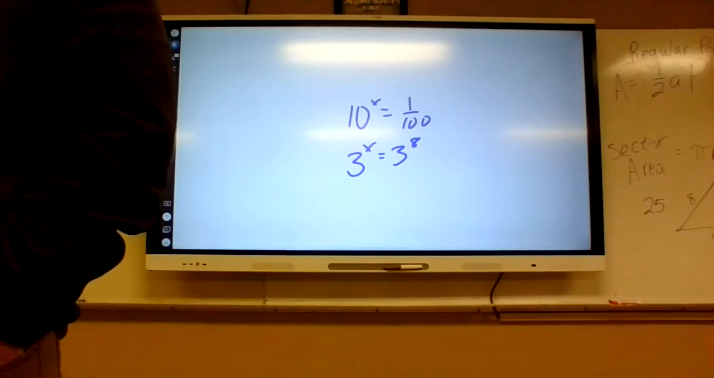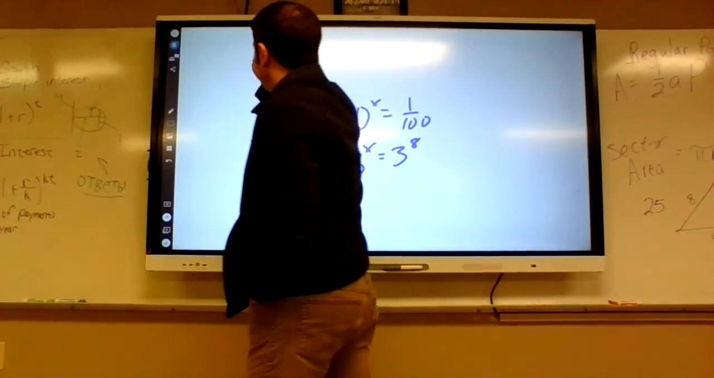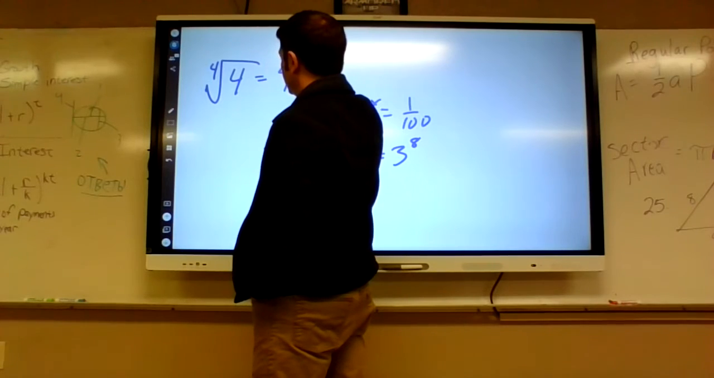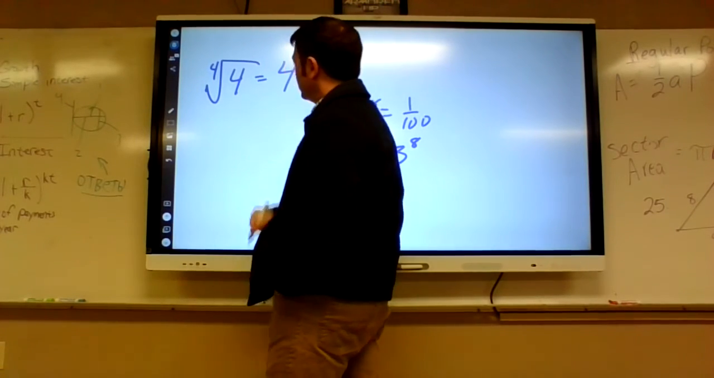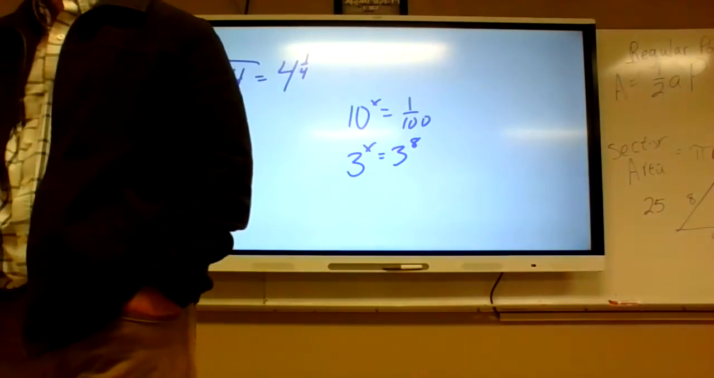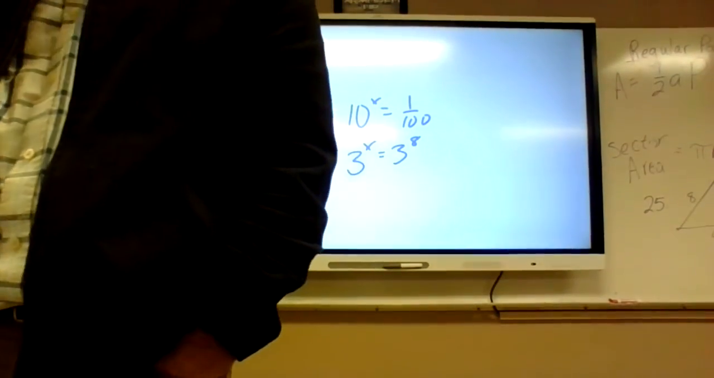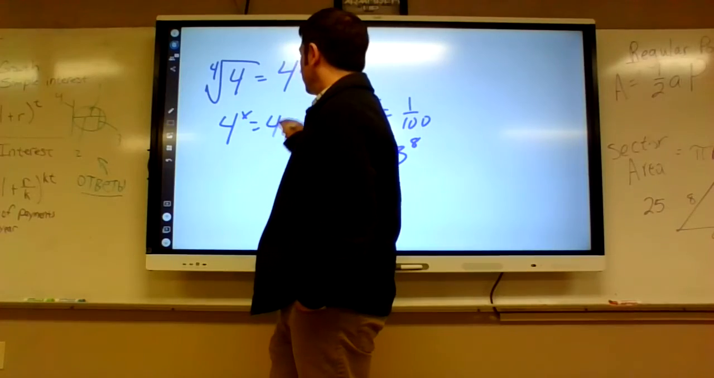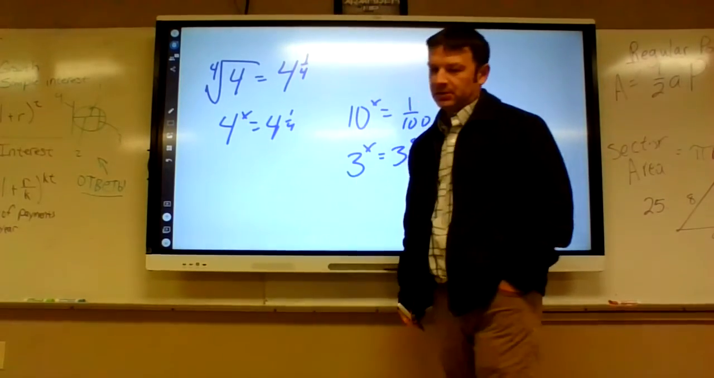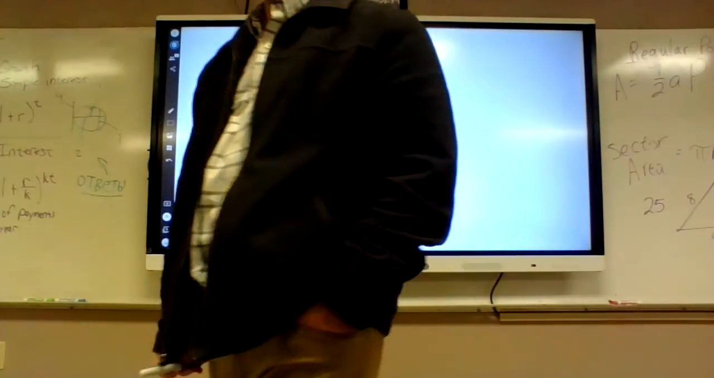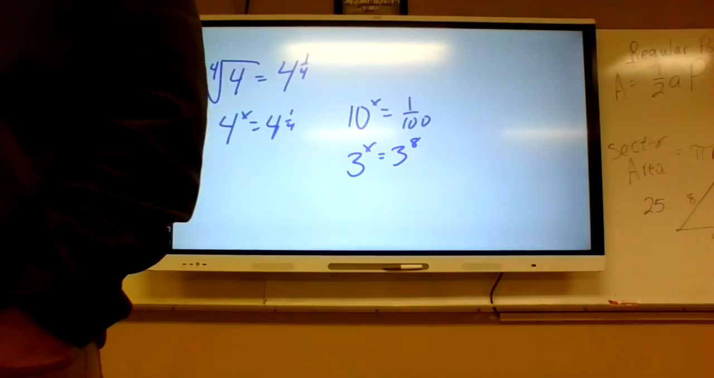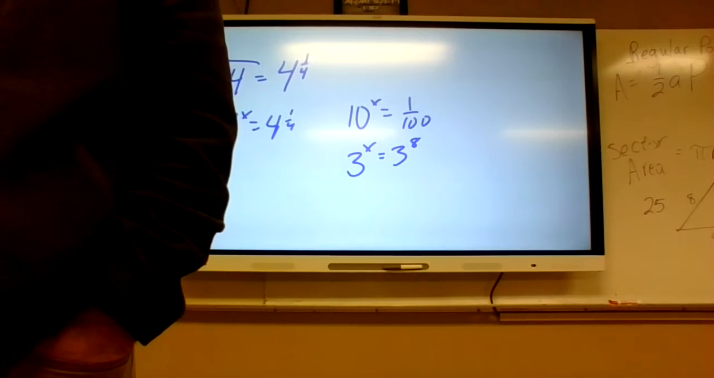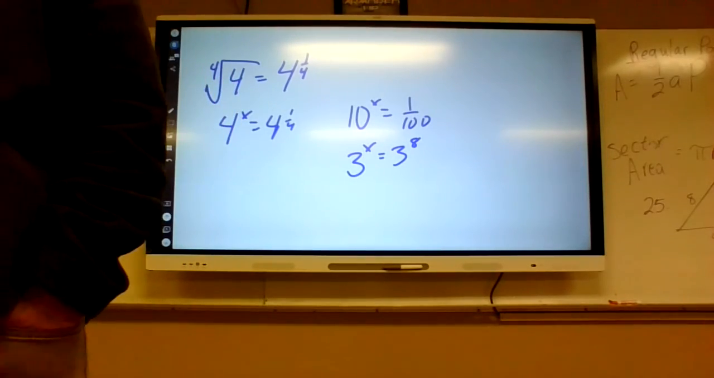Okay, do you guys remember how to write this in exponential form? 4 to the 1/4. So that means 4 to the what equals 4 to the 1/4. The 1/4, yeah. So we just write 1/4. Yep. So D would be 4 to the what equals 1. 0. Anything to the 0 is 1.